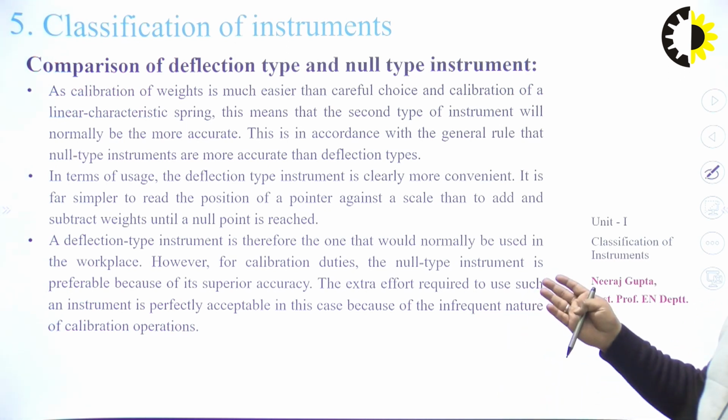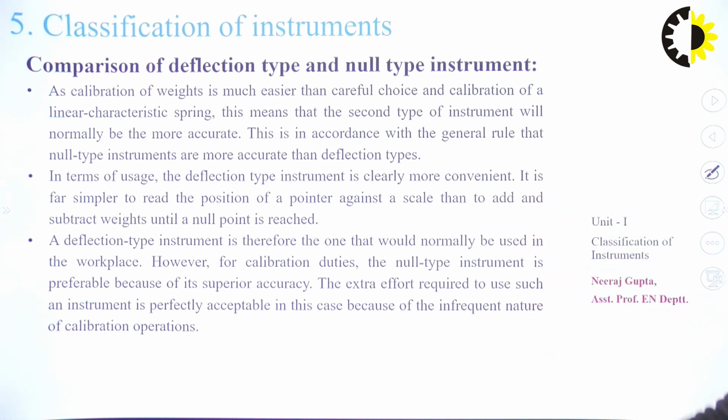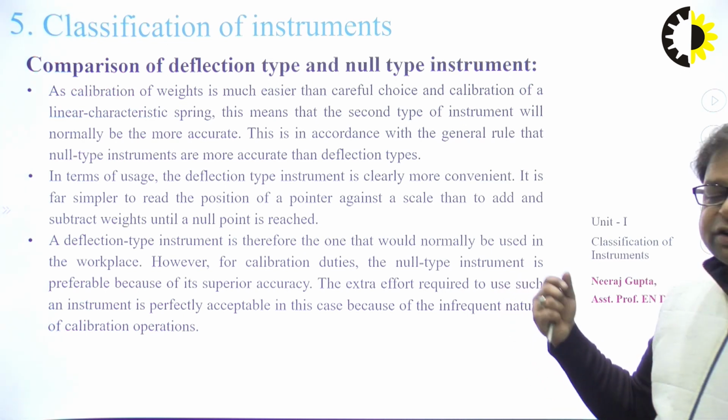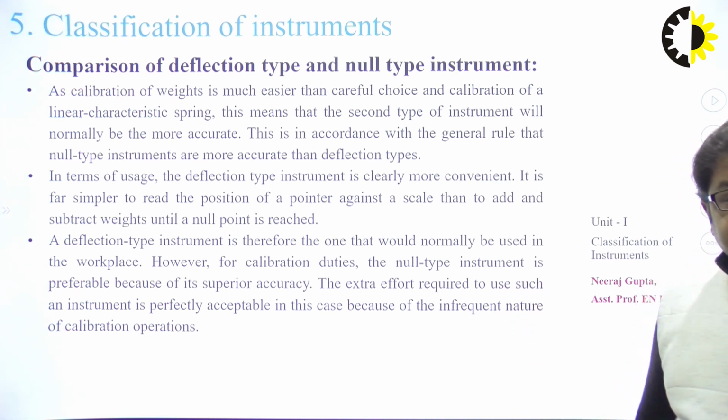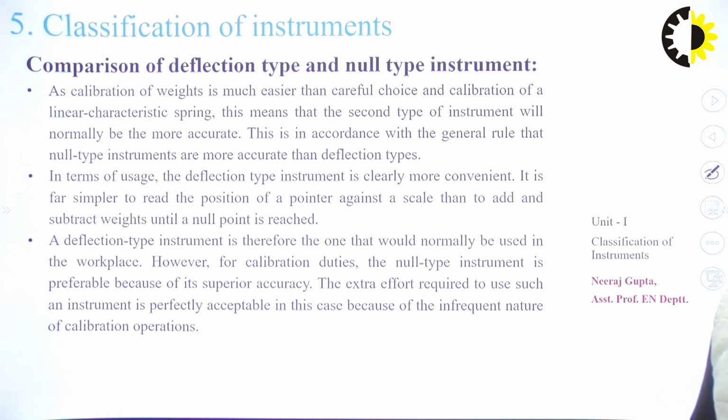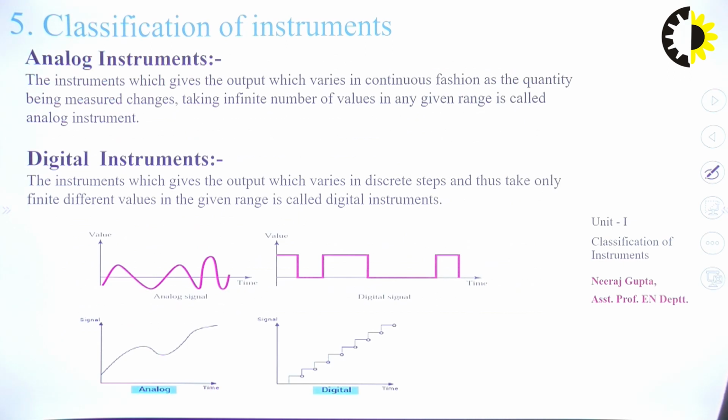While in terms of uses, deflection type instruments are clearly more convenient, because we do not require a standard to compare with. So, as far as uses are concerned, deflection type instruments are good, and as far as accuracy is concerned, null type instruments are good. A deflection type instrument is therefore normally used in the workplace. However, for calibration duties, null type instruments are preferable because of their superior accuracy.